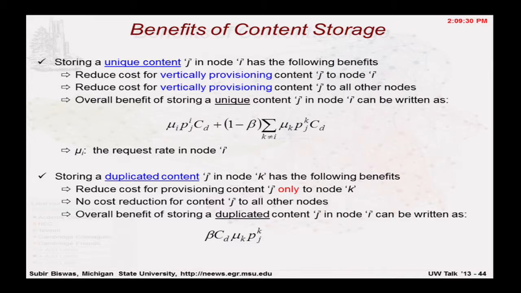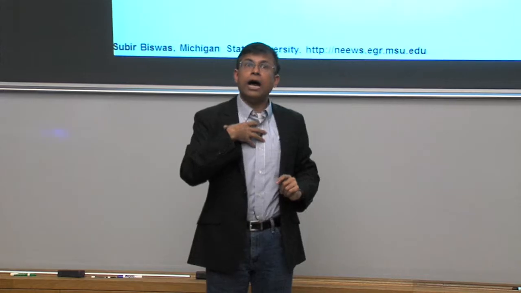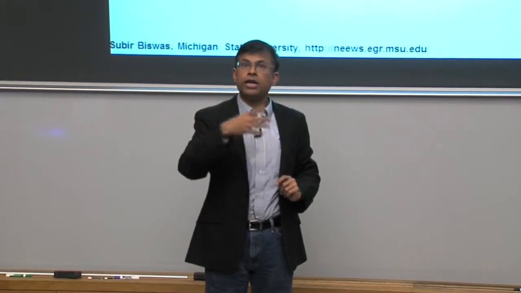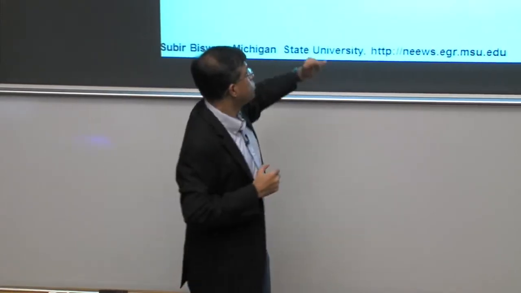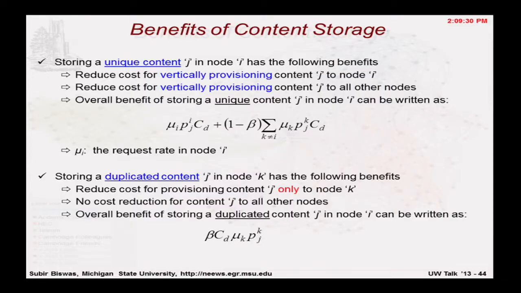Then we say, okay, if I store a duplicated object, then what is the benefit? It turns out that if it is a duplicate, meaning everyone has it in the network, then it only benefits me, not anyone else, because everyone has it and they can just access it locally if they need to. So this is the expression for that. That means the combined benefit for storing an object in the network can be created from these two expressions.